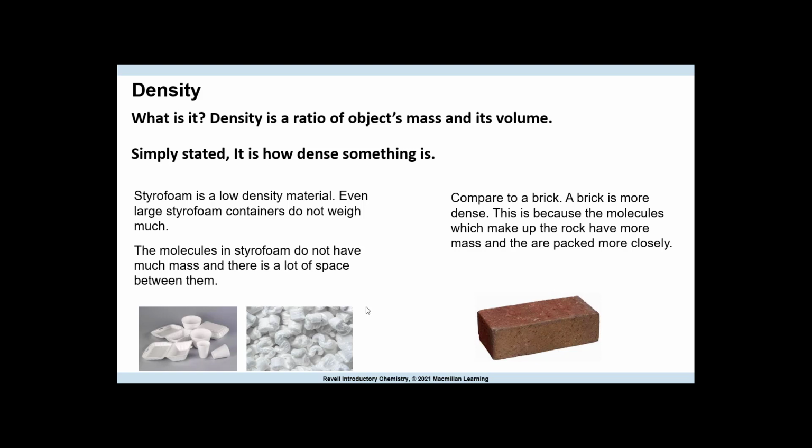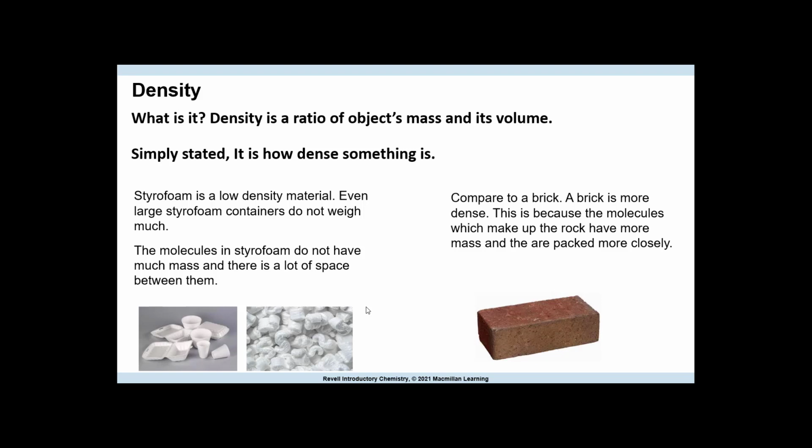Compare it to a brick. A brick is very dense. This is because the molecules which make up that rock have more mass, so think of heavier, and they are packed more close together. So think of shoving a whole bunch of people in an elevator with no room. Whereas styrofoam, it's an elevator where the mass is very light, so think of people that don't weigh very much, and there's very few in there.